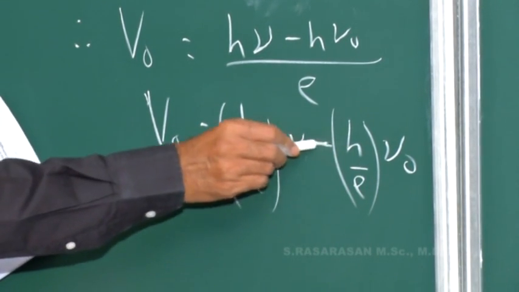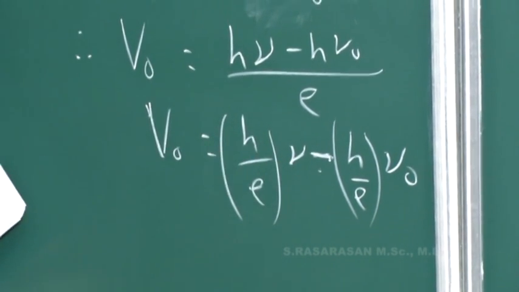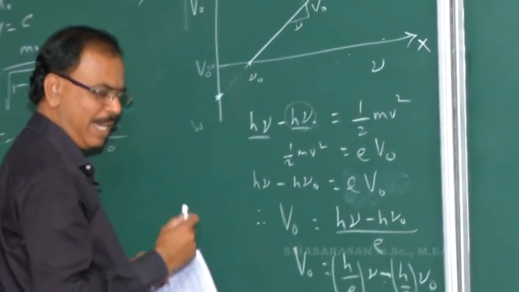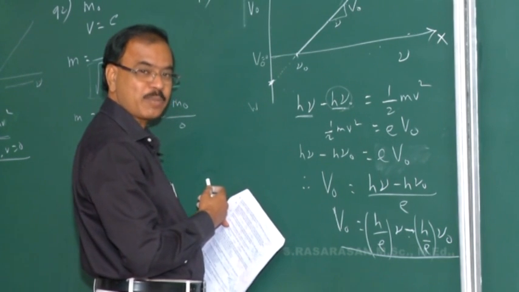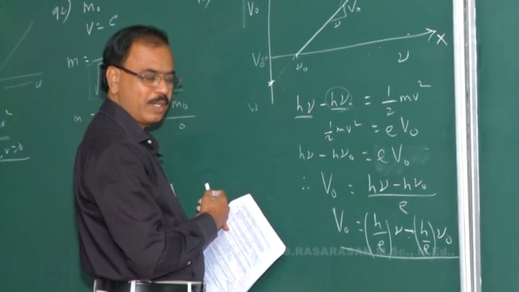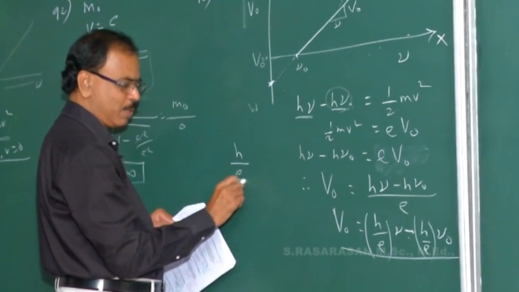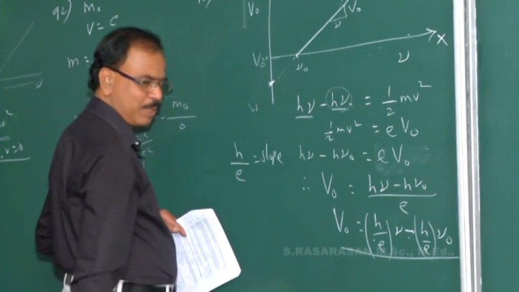Yes, இங்கே negative வந்திருக்கிறதால negative y intercept, plus வந்திருந்தா இங்கே positive y intercept. This is the equation of straight line. Y equal to mx plus c, y is equal to mx minus c. Yes, thereby h by e is called slope. H by e is called slope.